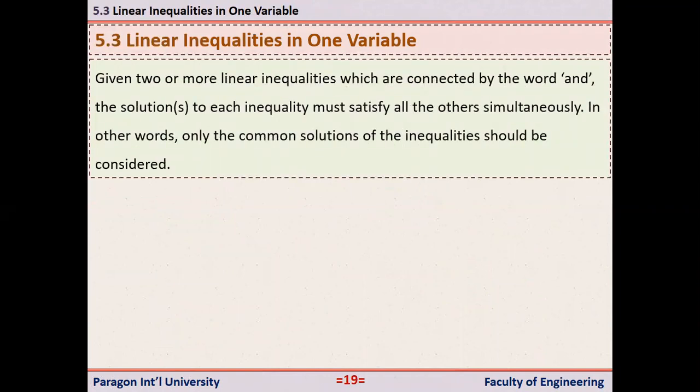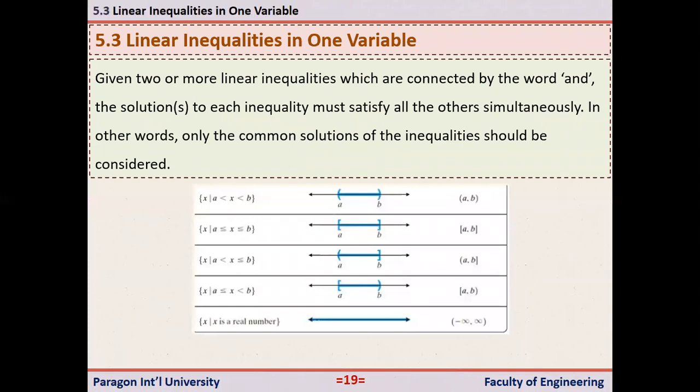Given two or more linear inequalities which are connected by the word and, the solutions to each inequality must satisfy all the others simultaneously. In other words, only the common solutions of the inequalities should be considered. So in this class, we are going to solve two linear inequalities simultaneously. To do this, we need to solve the first one and the second one. After that, we need to write their solution sets. And as a solution, we need to choose the common interval, the interval that contains the solutions of both inequalities at the same time.